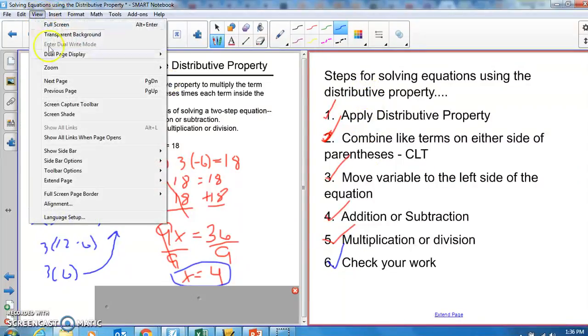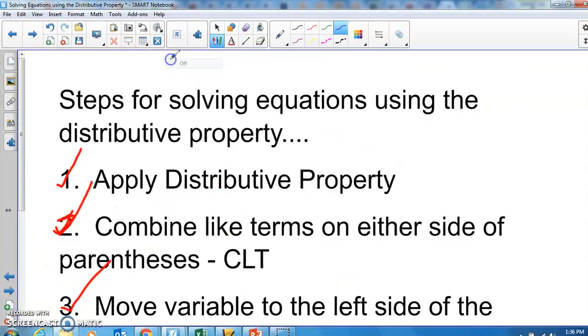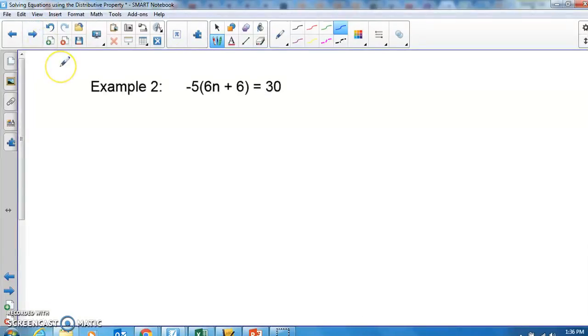So let's now move on to another problem. Let me take this off the split screen. All right, so let's try this one. I'm going to go through this one more, and then I'm going to let you do some on your own. So this isn't too long of a video. All right, so I have negative 5 on the outside, so we're going to distribute it to that 6 end. So I'm going to say, I'm actually going to do this.